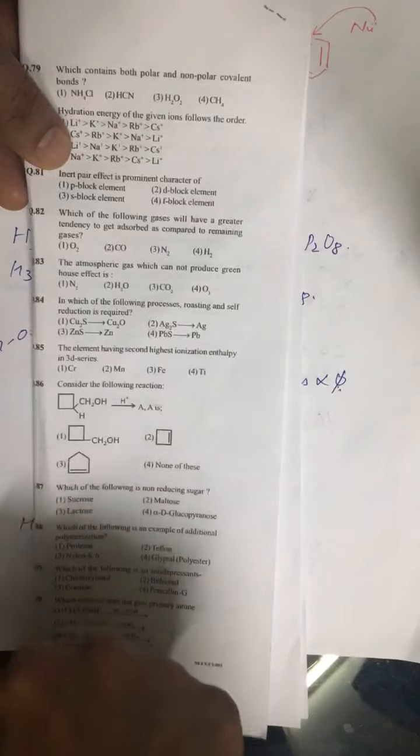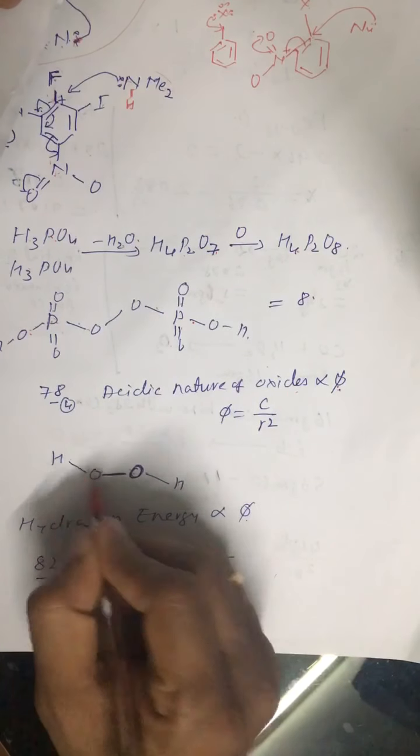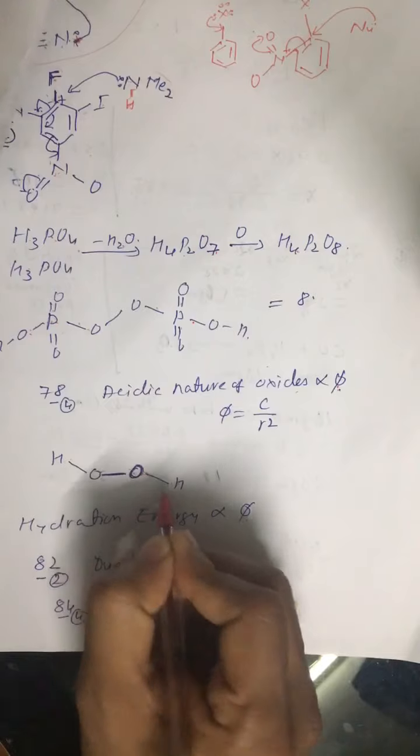78. 79, look at question number 79, which contains both the polar and non-polar covalent bonds. So if you look at H2O2, this bond is non-polar and these two bonds are polar because of difference in electronegativity. Question number 79 is third option.